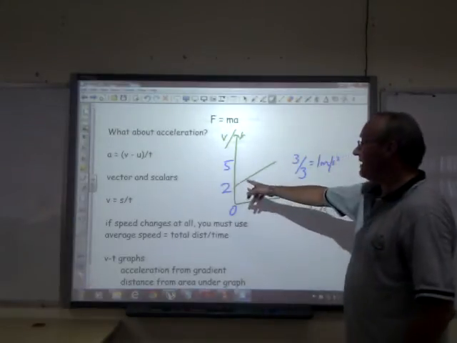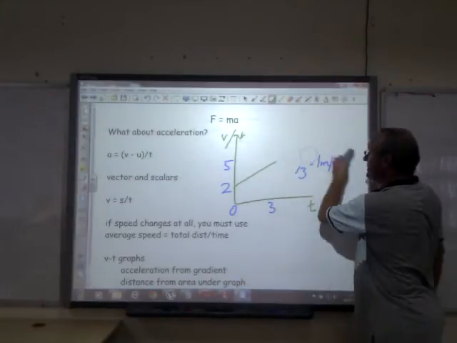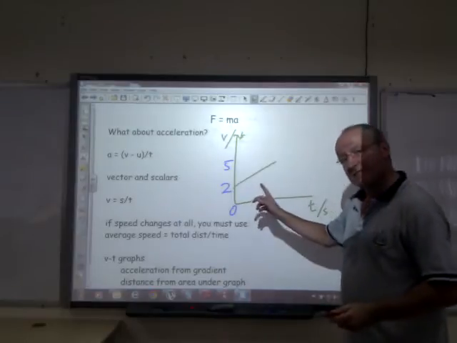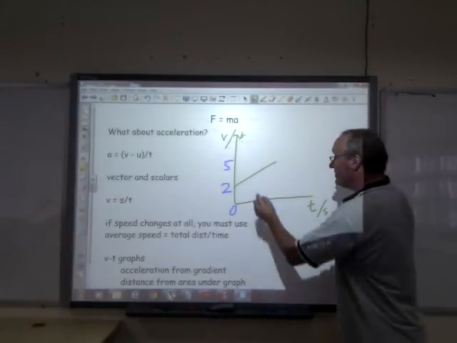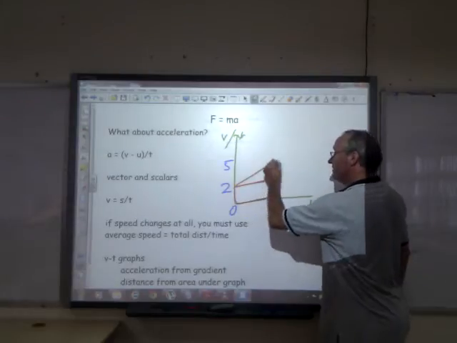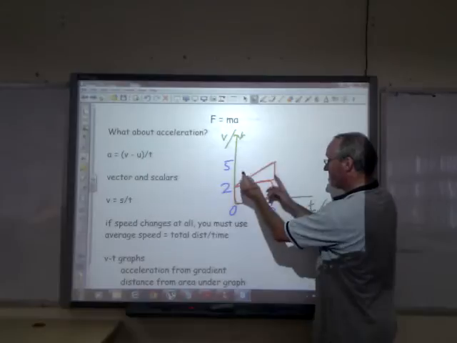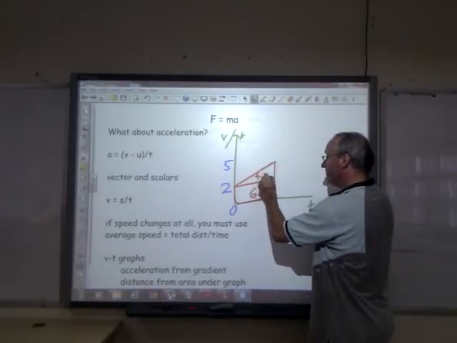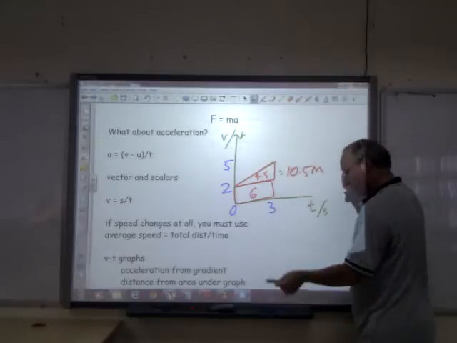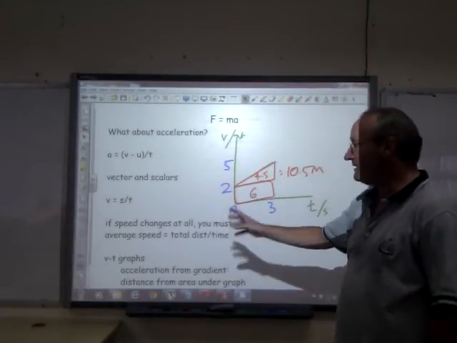How might we get distance travelled from here? Area under the graph. This is as complicated as it gets. And look at it, it's a rectangle and a triangle. Okay? Not many ideas.